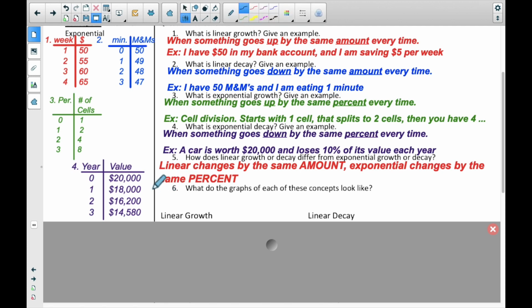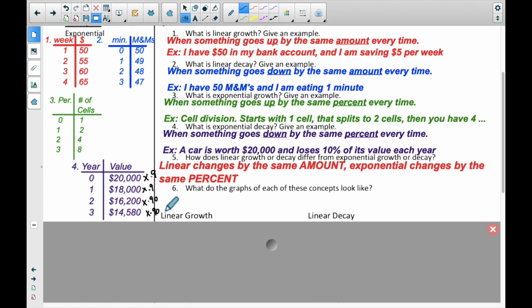What I should say is we're multiplying by the same number each time, because if I take this and I multiply it by 90%, that would be 0.90, then I would get 18,000. And if I take that and multiply that by 0.90, then I would get 16,200. If I take that and multiply by 0.90, then I would get 14,580, and so forth. So every time, instead of adding a certain number, I'm multiplying by a certain number.